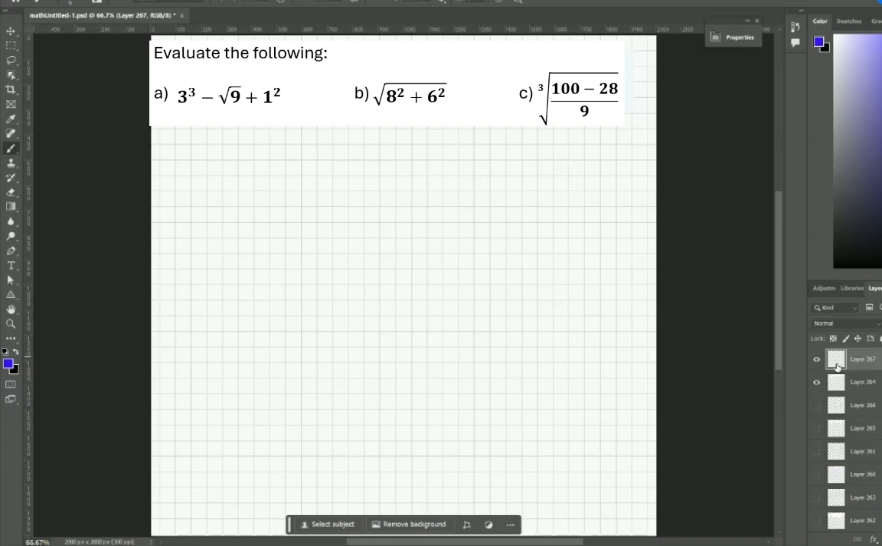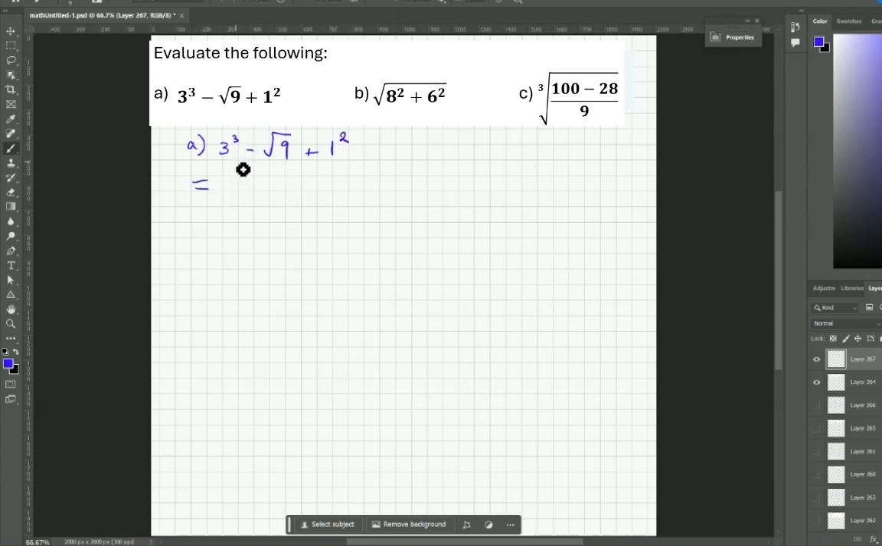Okay, welcome back. Right now we're going to be looking at evaluating an expression that has a variety of different operations and terms. So, we are asked to evaluate or solve this particular expression. If we look at A, we have 3 cubed minus the square root of 9 plus 1 squared, and we know immediately that 1 squared is just 1, but let's do it from left to right.